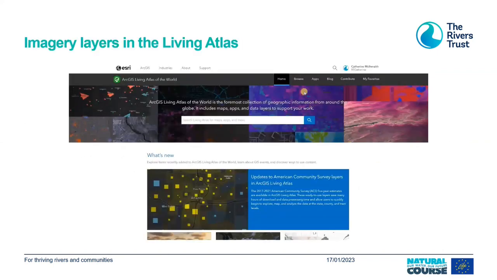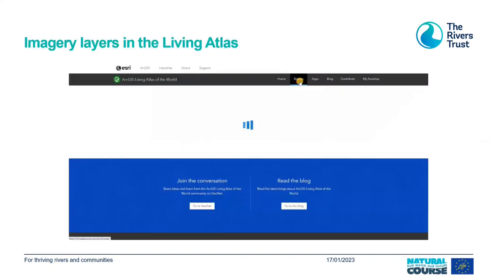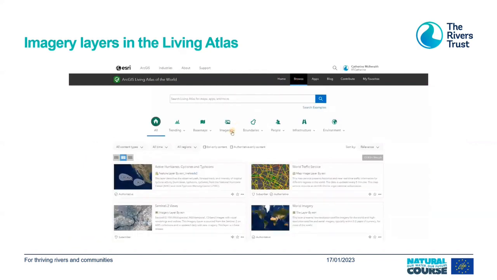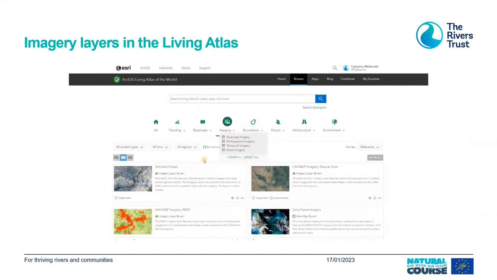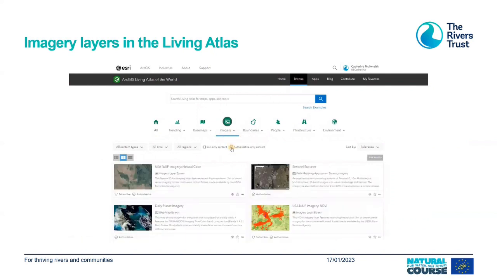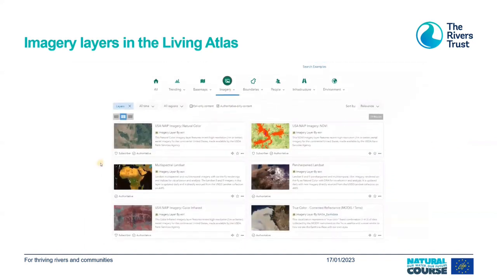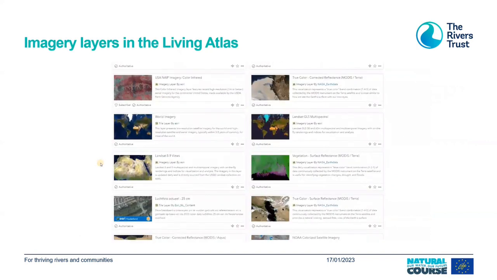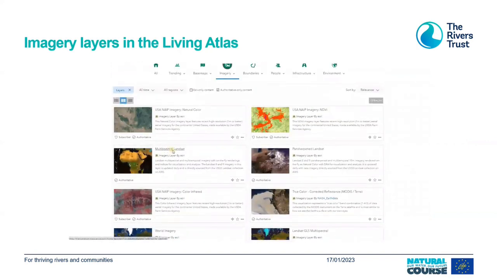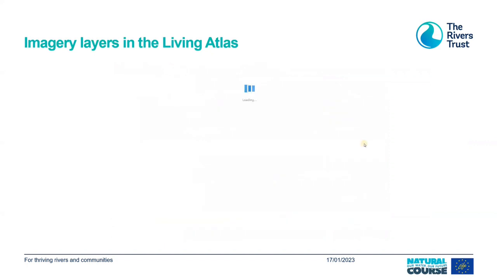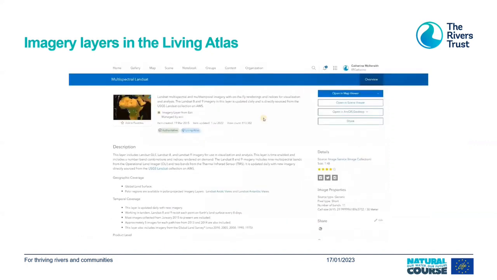We'll go and have a quick look at some tools. One of the easiest places to start is just by using the Living Atlas. You can browse through it and access a wide range of imagery products. You can add filters to search for imagery layers, and you can also limit your search to those layers that are marked as authoritative by Esri, so the ones that you can have confidence in.